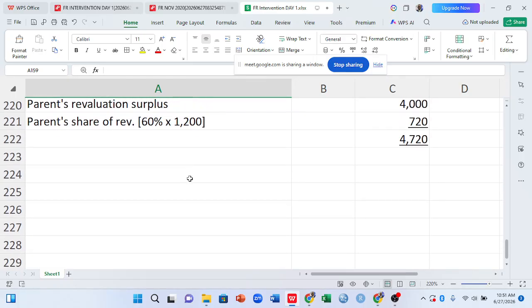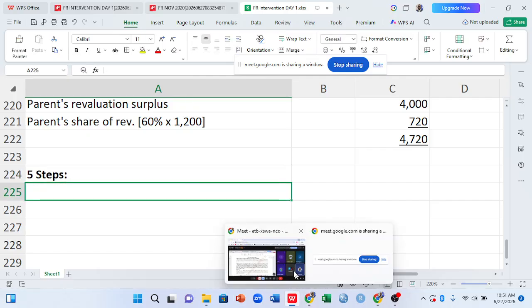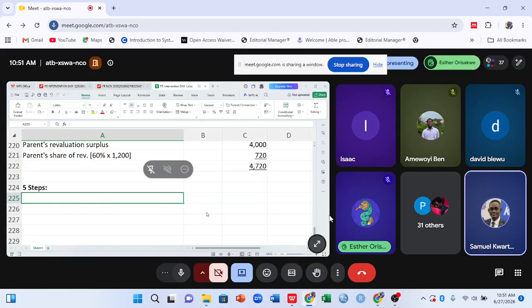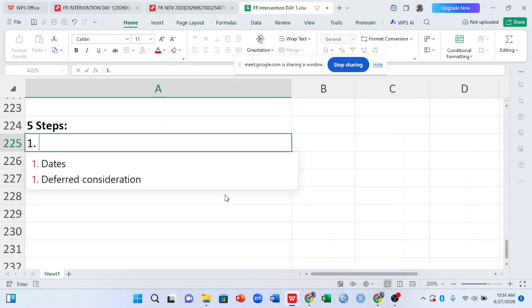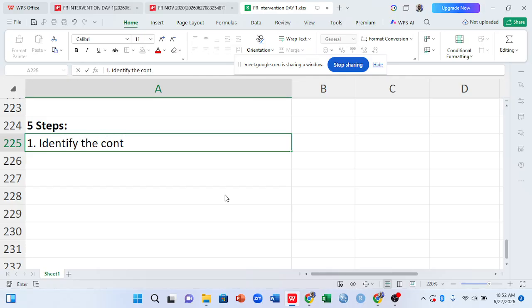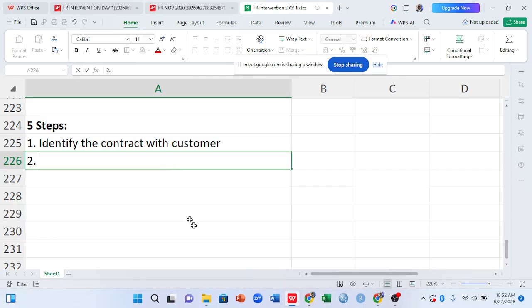As I said, it's a revision class, so we are just revising. So what are the 5 steps to revenue recognition? Okay, hand is up. Yes, what is step one? Identifying a contract with a customer. Identify the contract with a customer. Okay, another person, step two. Identify the performance obligation.